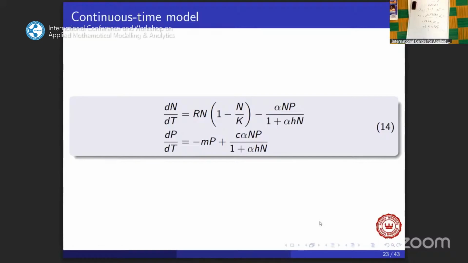The predator functional response, and here the term C is the food conversion efficiency, because the value of C is never 1. If we consume any food, not all of this food is required for us, somewhere it is destroyed. So C is always less than 1. And now this continuous system, we discretize the system. Go to the next slide.